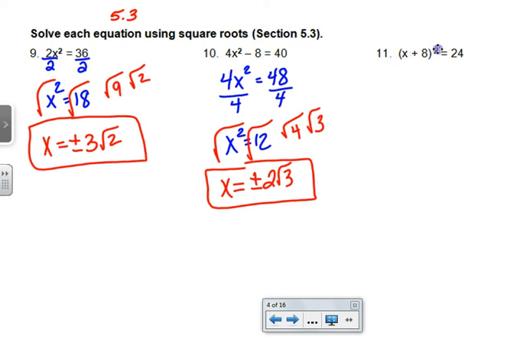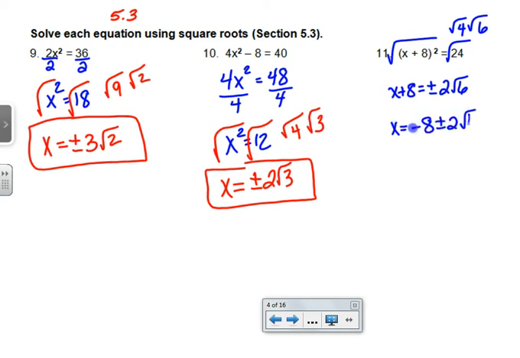Now on number 11, right away we need to square root because it's already isolated. And we've got an x plus 8 equals 24 is going to break into 4 times 6 because that's my perfect square. So plus and minus 2 square roots of 6. And the final step in this question is to subtract the 8 over. Now you're not going to be able to simplify this any further because you've got a whole number and then a radical number and they can't combine any further than this and there's nothing dividing them.